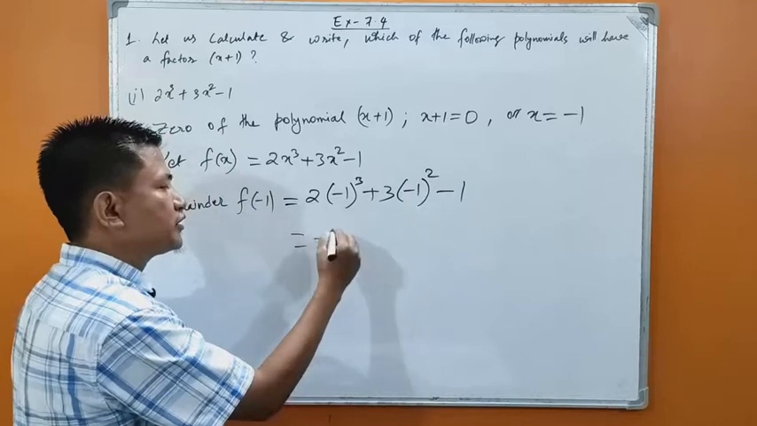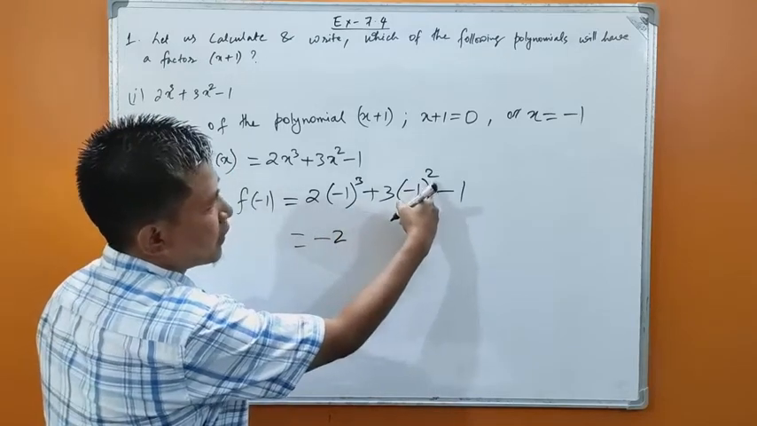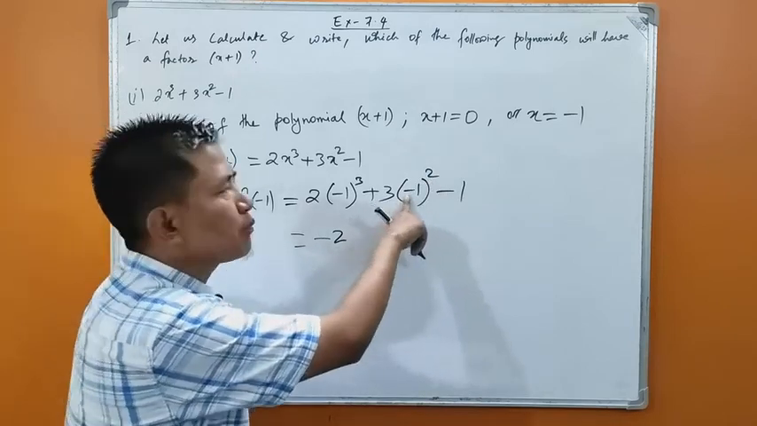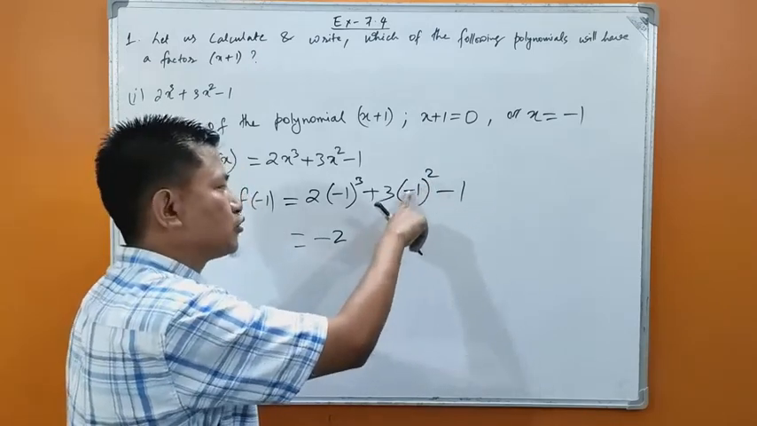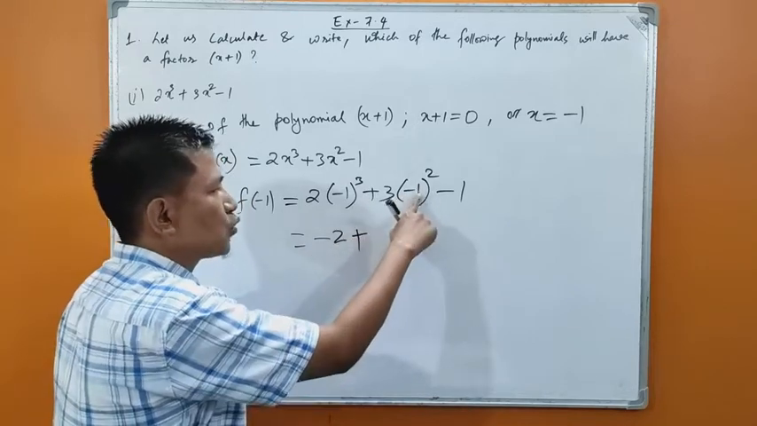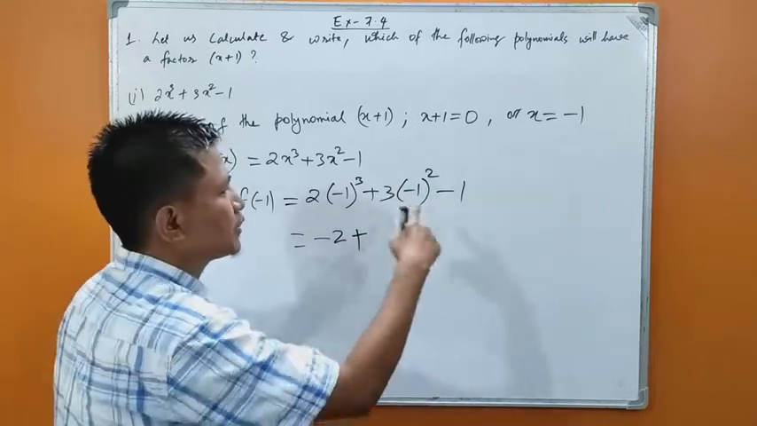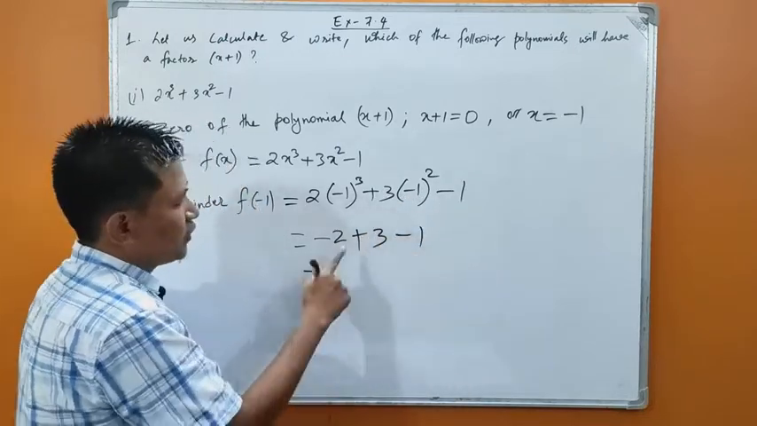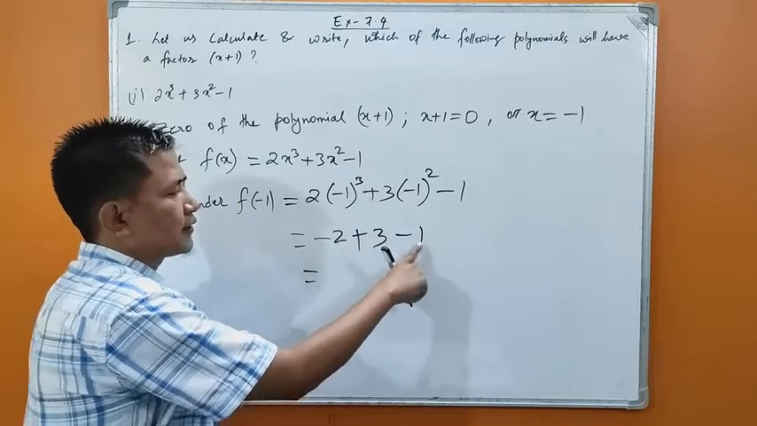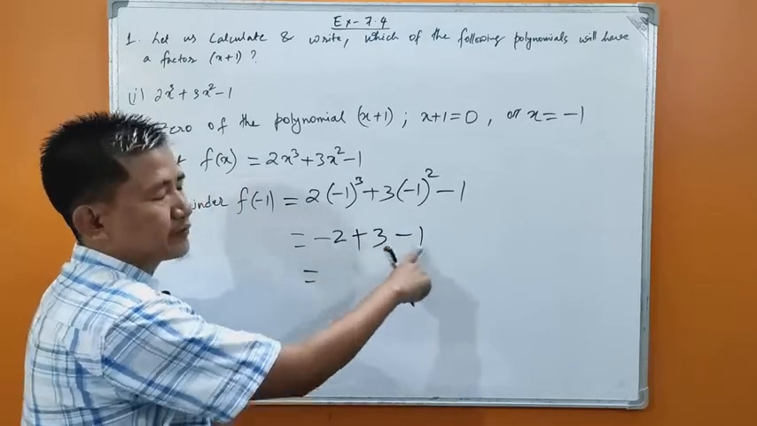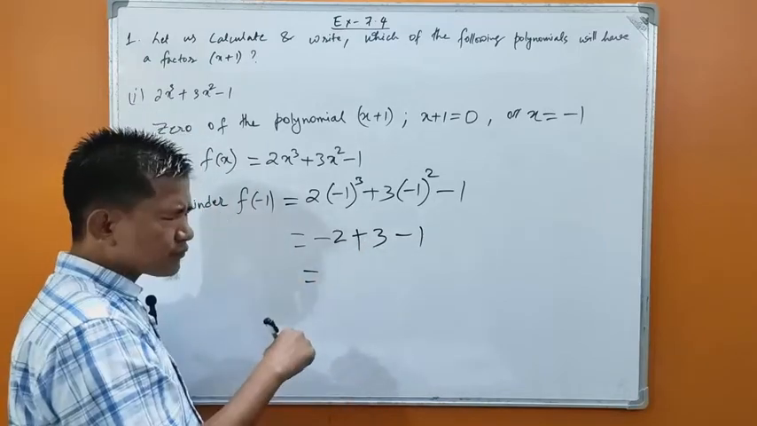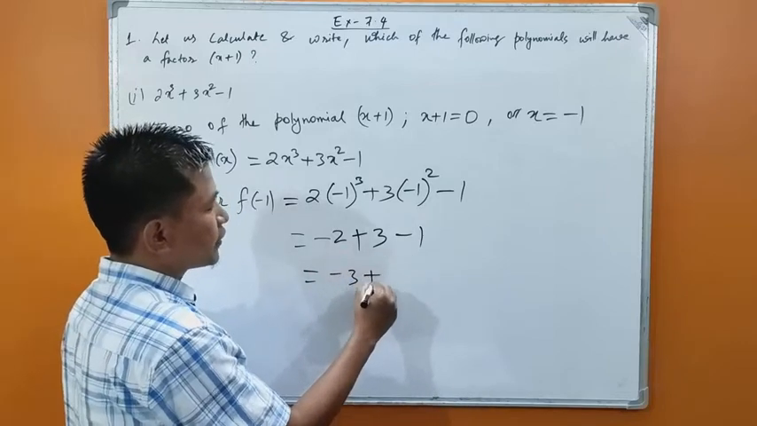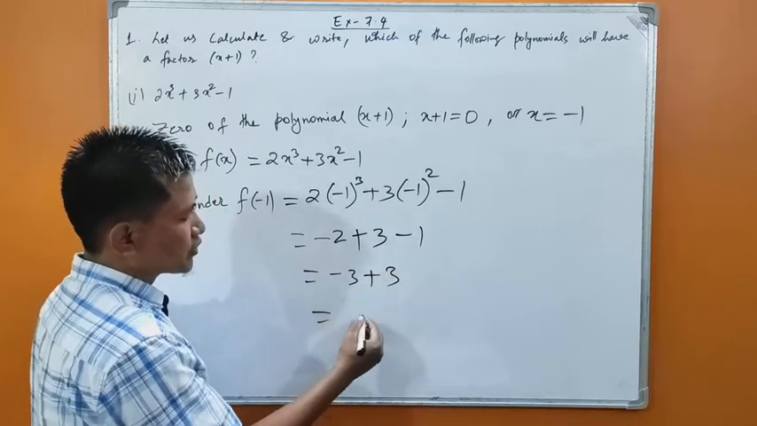So 1 into 2 is 2. Here the power is even, 2 is an even number, so the minus sign changes to plus. 1 squared, so plus into plus is plus. 1 squared is 1, 1 into 1 is 1, and 1 into 3 is 3. And here we have minus 1. This minus 2 and this minus 1 are both negative numbers, so minus 2 and minus 1 is minus 3, and this is plus 3. Minus 3 and plus 3 becomes 0.